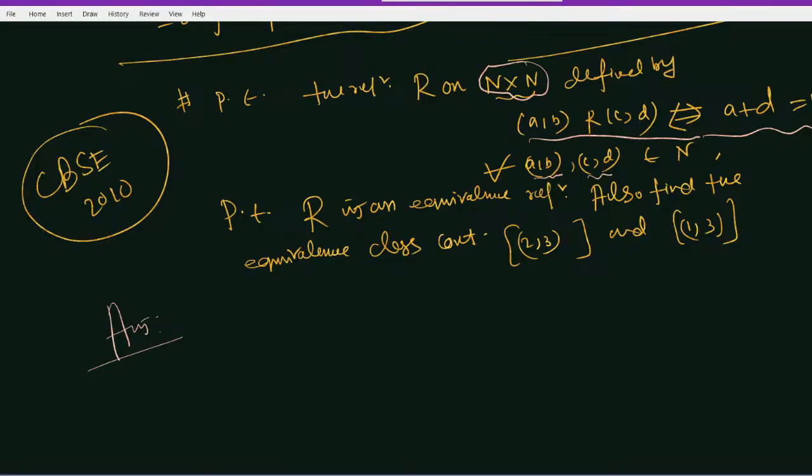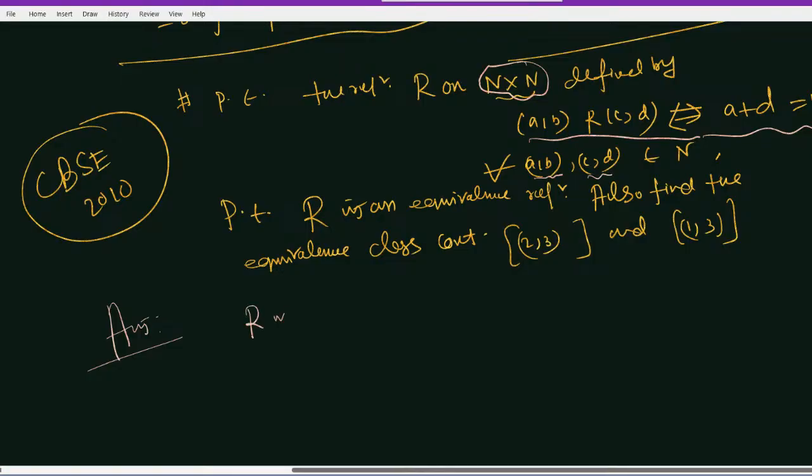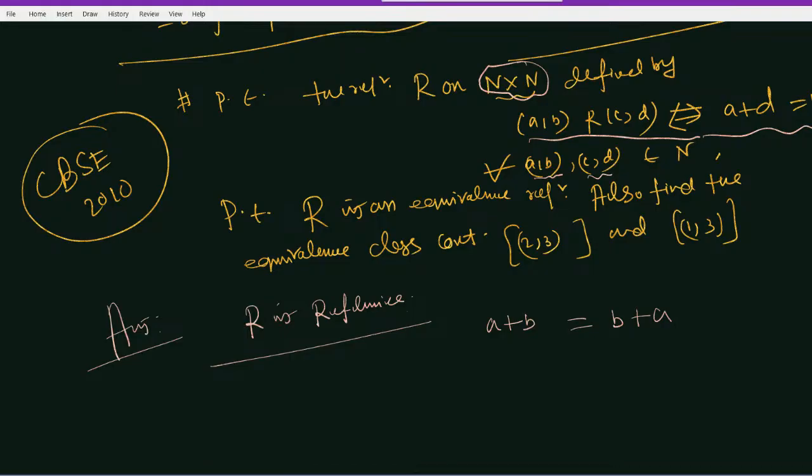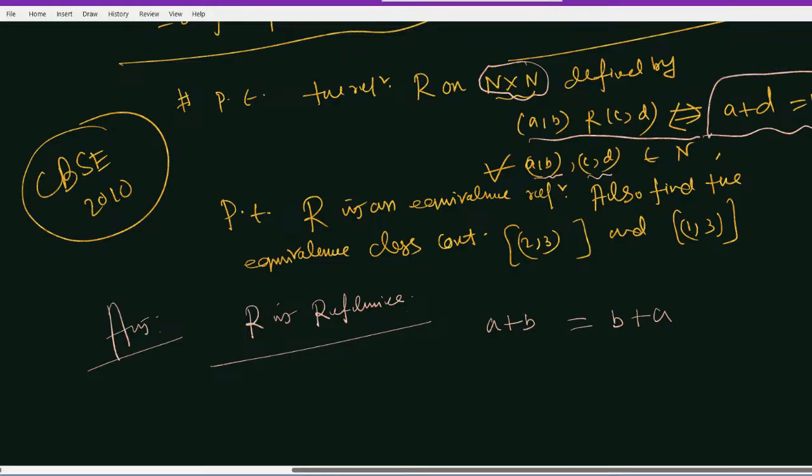So let me try for you. R is reflexive. Same concept, only the element will be replaced by an ordered pair. Here elements are ordered pairs only. A plus B is always equal to B plus A. Agree or not? Do you agree or not? See the position here. A plus D should be B plus C.